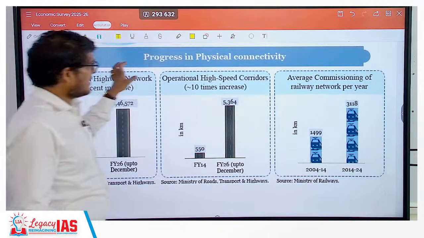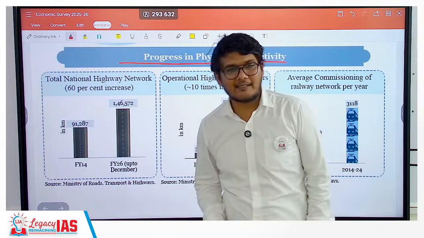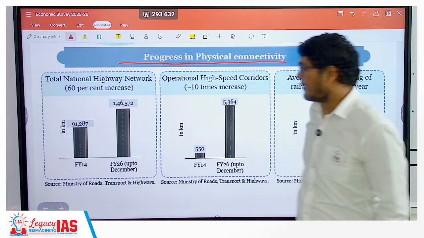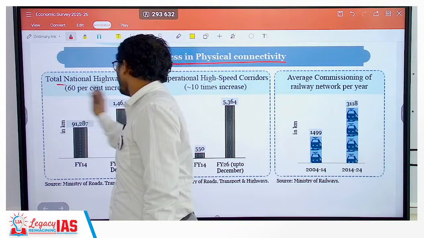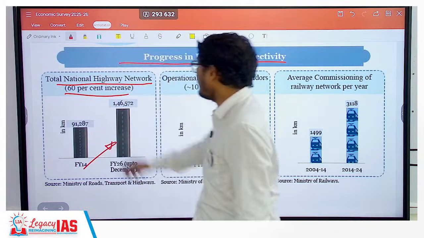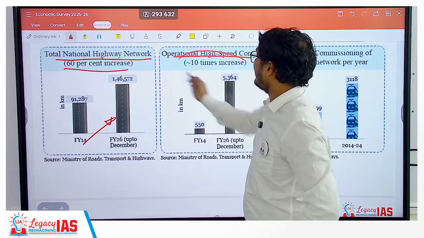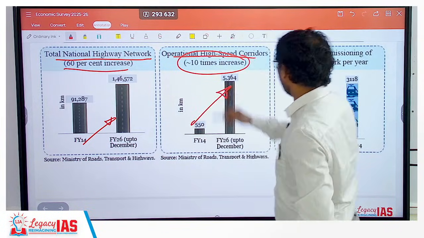Then these are factual things. There has been physical infrastructure which has increased, leading to increased connectivity. So here you have the total national highway network. There has been a 60% increase in the last around 12 years. Operational high-speed corridors have increased by 10 times in the last 12 years.